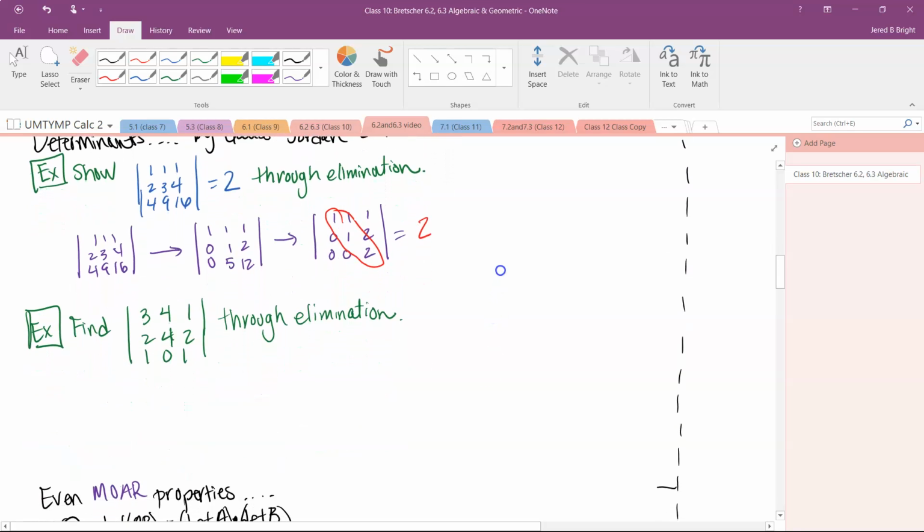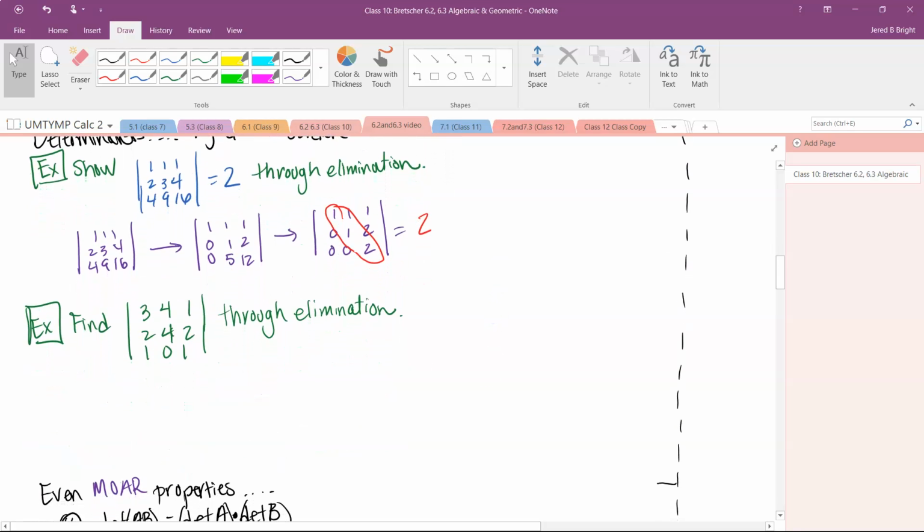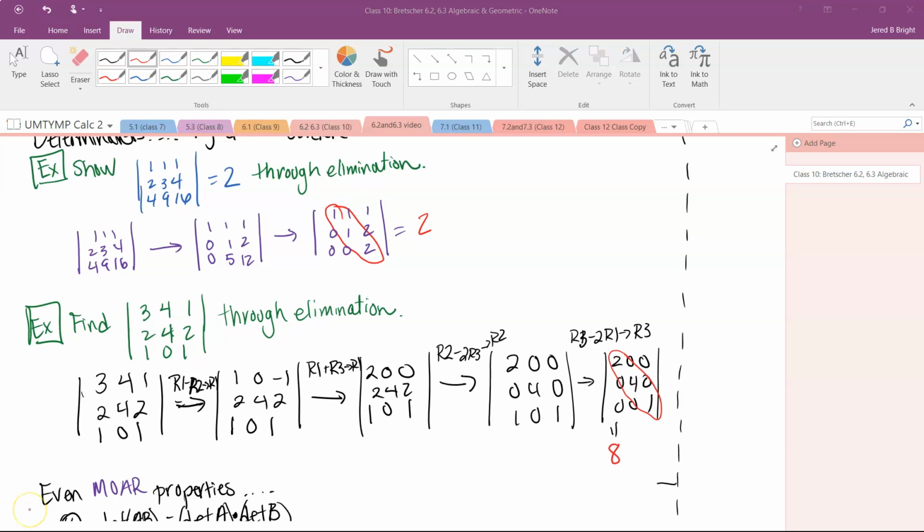I want you to try this one on your own, so pause the video and try it out. And here's my solution. You can see my work and follow it through. I got 8 at the very end using elimination. You could do a different sequence of steps and get the same thing.